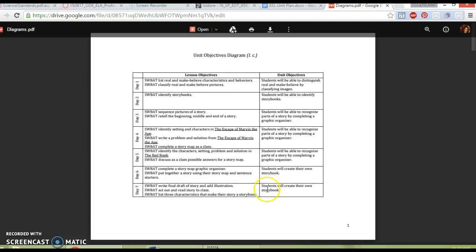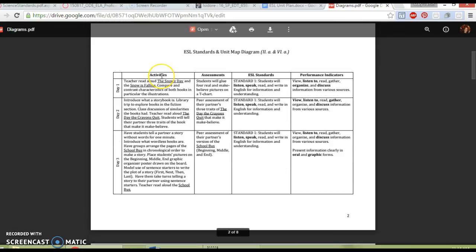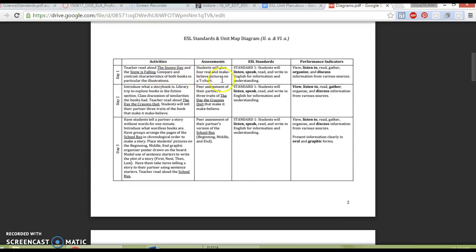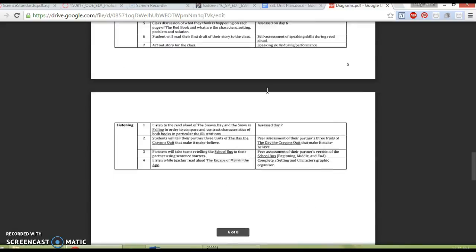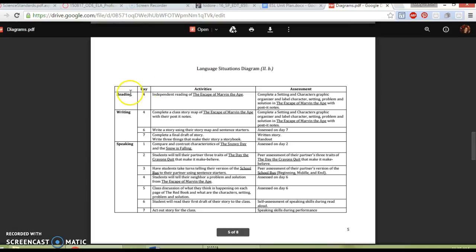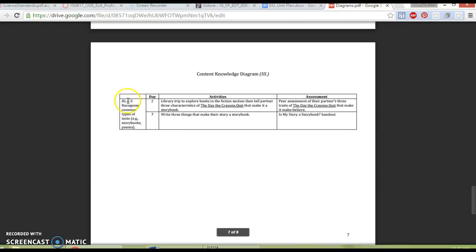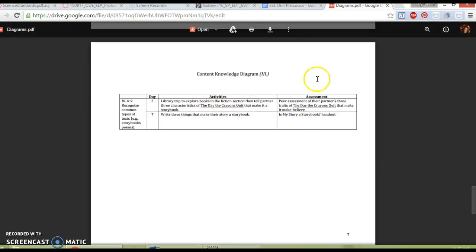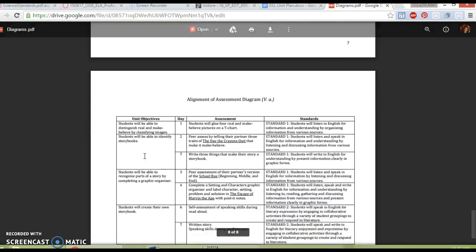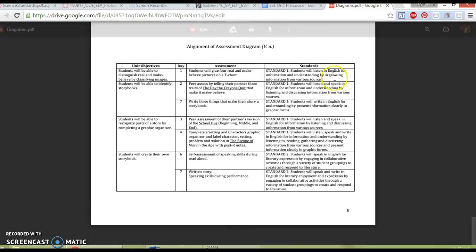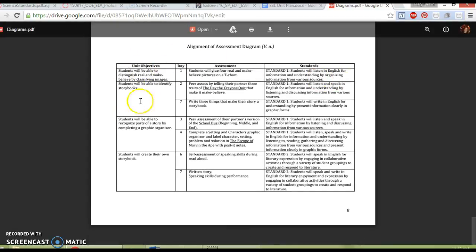So here we have our unit objectives, and then example daily objectives. Here it breaks down what activities and assessments are going to hit each of the standards. Here it breaks down how each language situation has been addressed and assessed throughout the unit plan. And how has the content knowledge been addressed in activities and assessed? And then this aligns across the board. So how have our unit objectives and our standards been assessed?